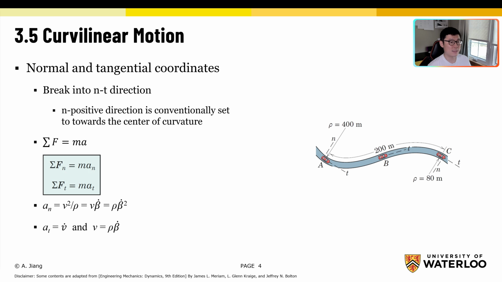Keep in mind that the n positive direction should be set to pointing toward the curvature center, and t positive is usually set to be the same direction as the moving direction, if it is known, because sometimes you don't know where the object is moving, so then t can be either this way or this way. Same as before, once the forces are broken into the NT directions, we'll apply F equals ma and other equations accordingly to get an and at.